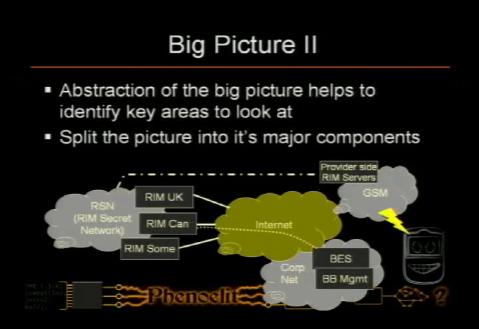So you have the evil BlackBerry to the right. Then you have the GSM network. We're German, so we're living in GSM land. You have provider-side servers that are obviously somehow specialized at something related to RIM. Then you have the RIM secret network over here. And the border systems, they're called SRP, in different countries, UK, Canada, somewhere else.